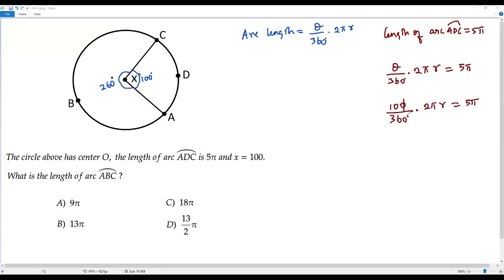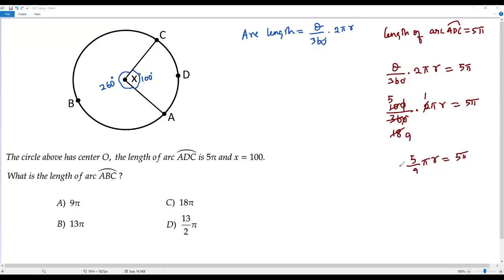Okay, here the 0 can be cancelled, and 2 goes into 10 5 times, and 2 goes into 36 18 times, and 2 goes into 2 1 time, 2 goes into 18 9 times. So I'm getting 5 over 9 times pi r equals 5 pi.